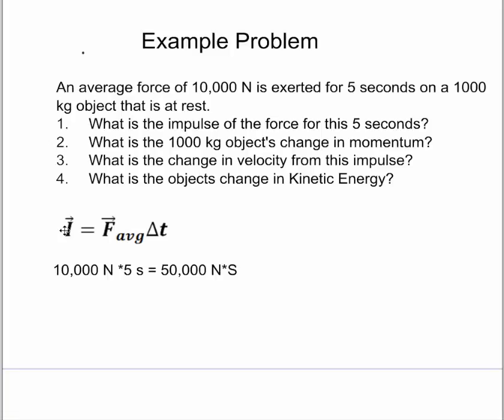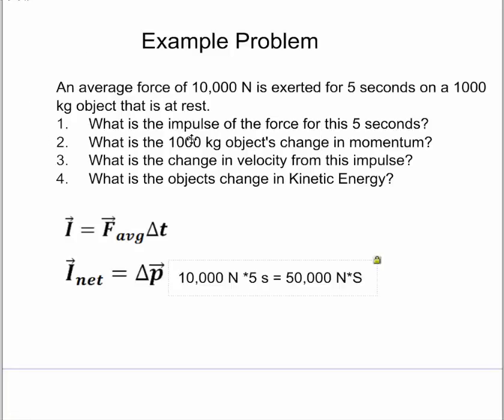We go back to the equation that impulse is equal to the average force times the change in time. My change in time is just this 5 seconds, and the average force is 10,000. So it's just the product of 10,000 times 5. That gives me 50,000 newton seconds. To answer question 2, what is the 1,000 kilogram object's change in momentum? Well, we know that the change in momentum is always going to equal the net impulse, and the net impulse that was applied was just the 50,000 newton seconds. So these will have exactly the same values.